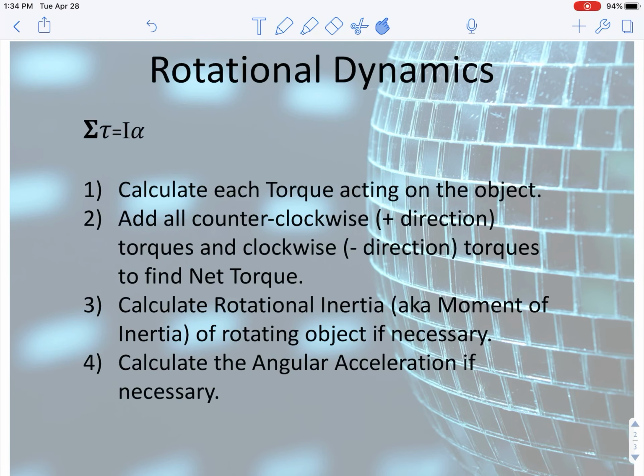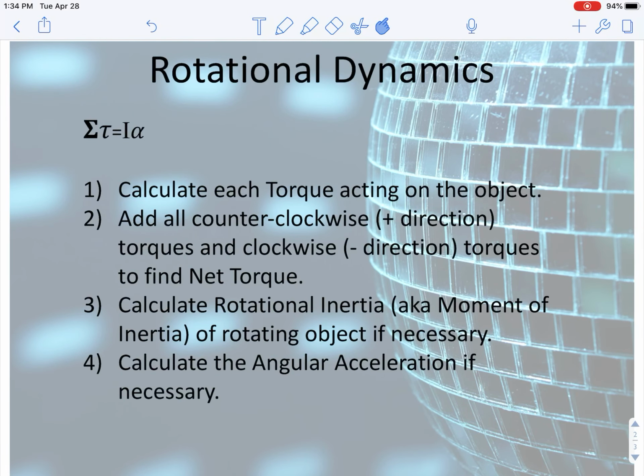The first thing you're going to do when using this formula is determine each individual torque that is acting on your object. Don't forget that means you may have to use the formula torque equals r perpendicular times F. And so you might have to do that for one particular force acting on the object and its distance from the pivot point, and then maybe you have to do it again for another torque, a third time, a fourth time, depending on how many things are trying to rotate the object.